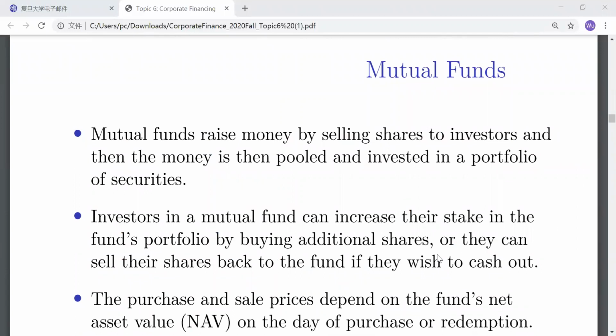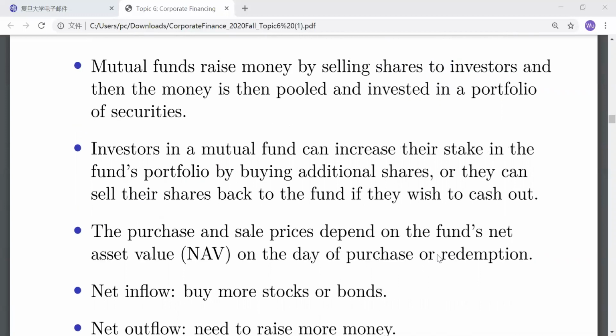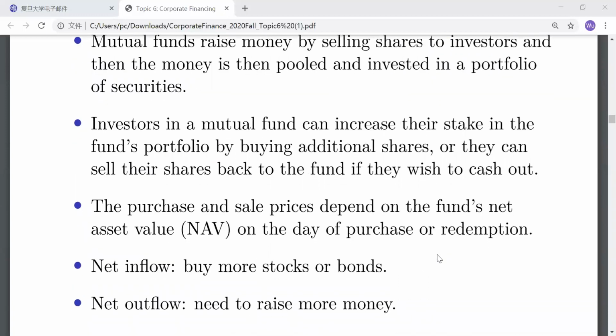So mutual funds, right? What are mutual funds? Mutual funds raise money by selling shares to investors, and then the money is pooled and invested in a portfolio of securities. So they manage a portfolio. And then investors in a mutual fund can increase their stake in the fund's portfolio by buying additional shares, or they can sell their shares back to the fund if they wish to cash out. And the purchase and sale prices depend on the fund's net asset value on the day of purchase or redemption.